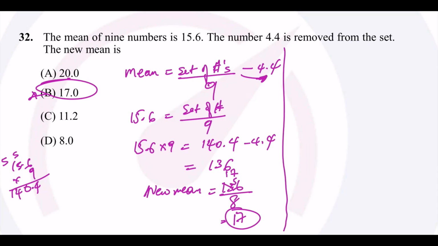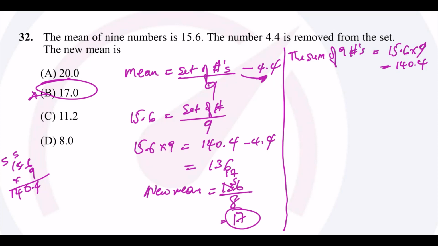Or let's do it now more. This is how I would figure it out in my head. Let me do it in the write-out-the-steps format. So you can say that the sum of 9 numbers would be equal to 15.6 times 9. And we've done that already, so that gives me 140.4, right?